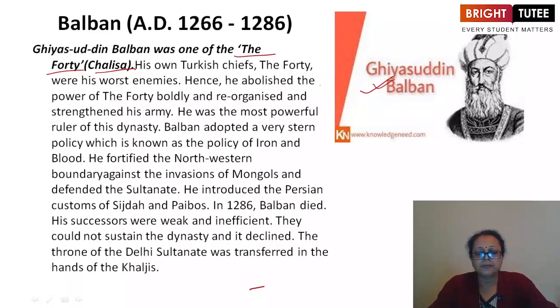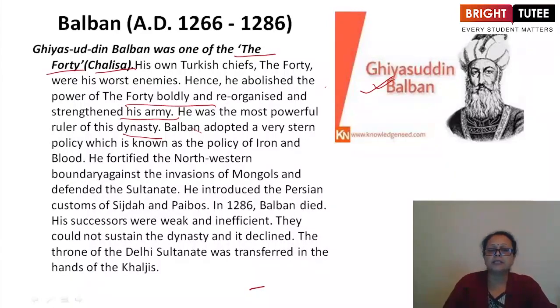His own Turkish chiefs, the Forty, were his worst enemies. Those chiefs, who were members of this Chalisa, were his worst enemy. Hence, he boldly abolished the power of the Forty and reorganized and strengthened his army. He was the most powerful ruler of this dynasty, one of the most important rulers of the Delhi Sultanate, and he adopted a very stern policy, known as the policy of iron and blood.